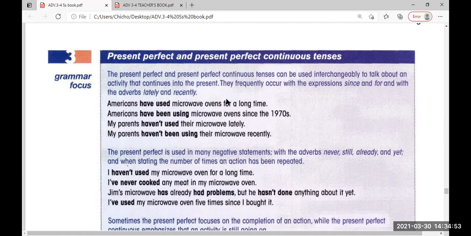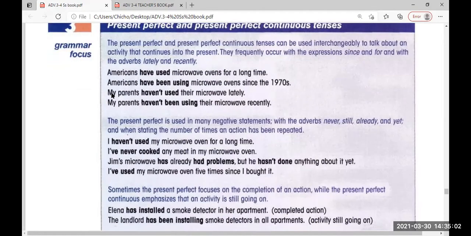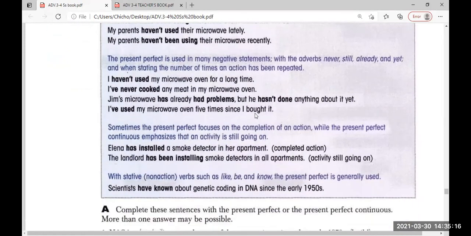As you can see here, we have two time expressions that are very common to find in these tenses, for and since, right? Then we have here, my parents haven't used their microwave lately. This is another expression. My parents haven't been using the microwave recently. Here we have two other expressions that are very common. Then we have here, the present perfect is used in many negative statements with the adverbs never, still, already, and yet. And when stating the number of times an action has been repeated.